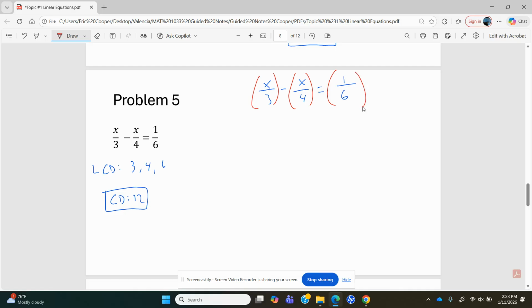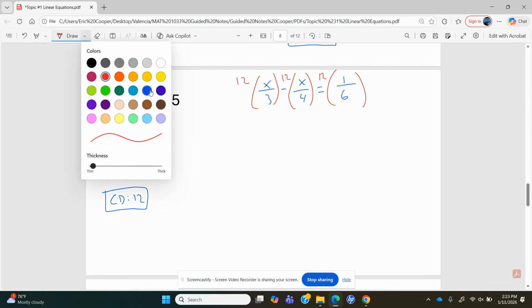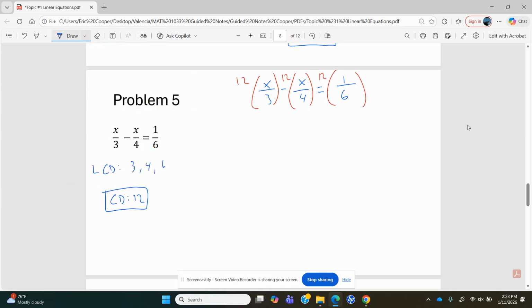We're going to take each of these fractions and we're going to multiply it by the common denominator. By doing that, we'll be able to get rid of the bottom as we do this. So as I multiply, we'll go top by top and we'll divide by bottom. So here I've got 12x over 3 minus 12x over 4 equals 12 times 1 is 12 divided by 6.